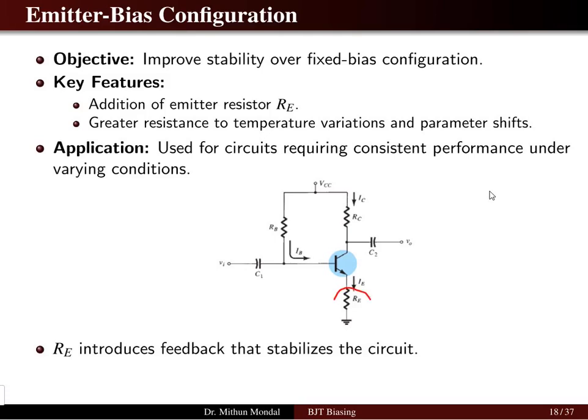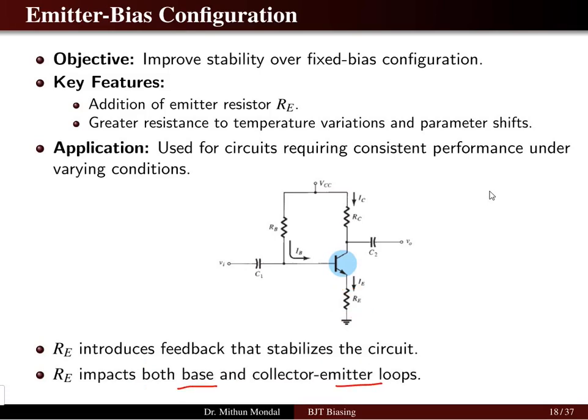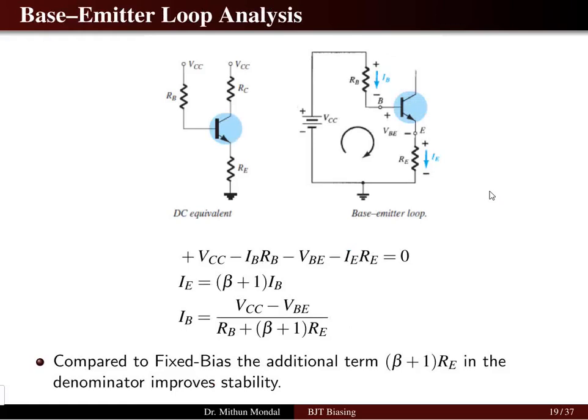The resistor RE introduces a feedback that stabilizes the circuit. Also, it impacts the base and the collector-emitter loops. Let us do the analysis, starting from the base-emitter loop. So for the DC equivalent of the emitter network, we take the supply voltage VCC split into two parts so that we can do an easy analysis.